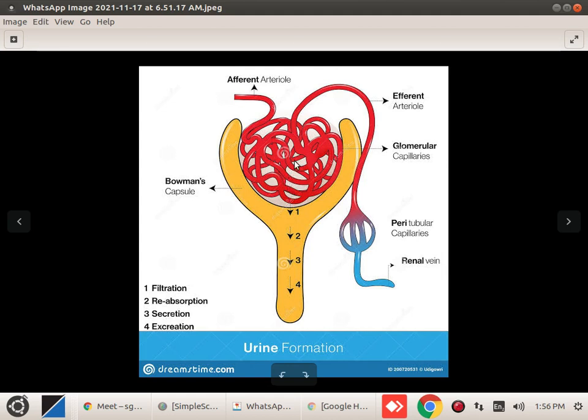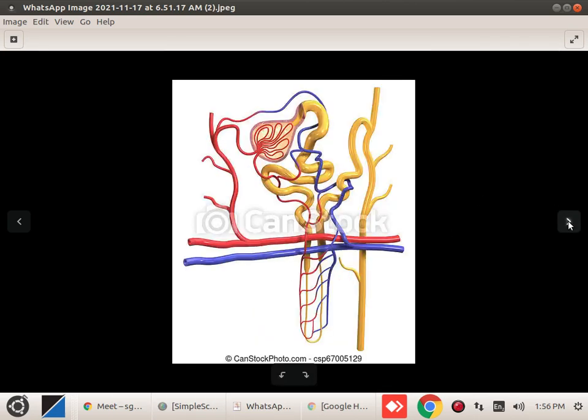And another thing: these glomerular capillaries and the Bowman's capsule, collectively we call it the Malpighian corpuscle. So this structure is clear. Here is a 3D diagram of the nephron.